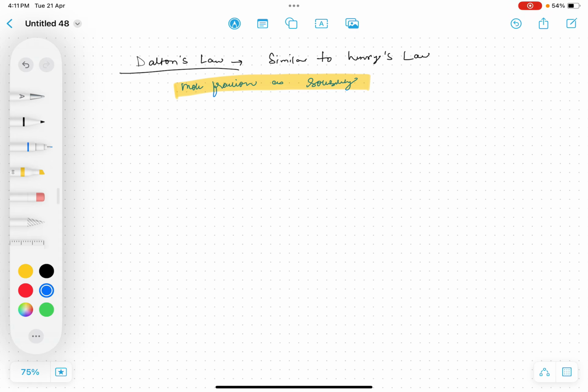and it is defined as the mole fraction of gas in solution is proportional to the partial pressure of gas over the solution.